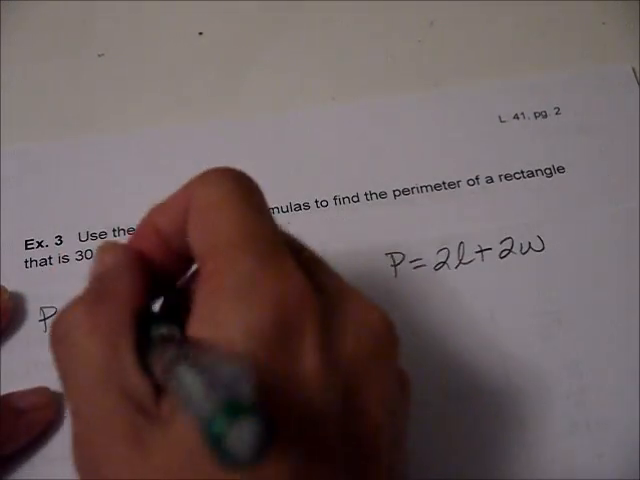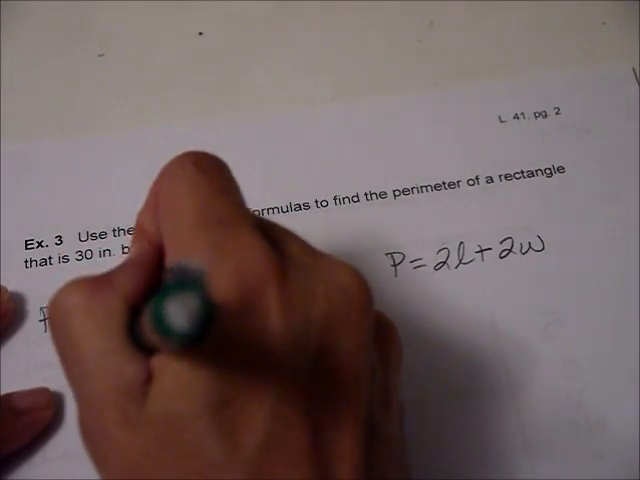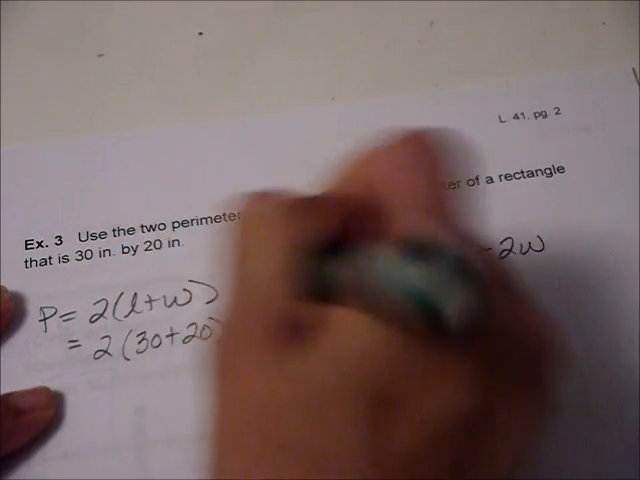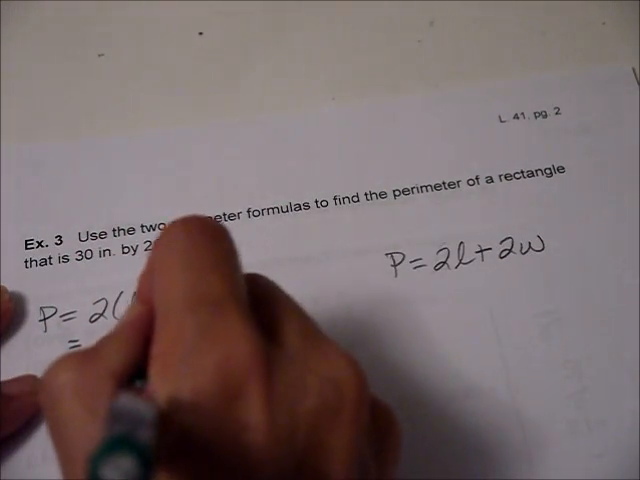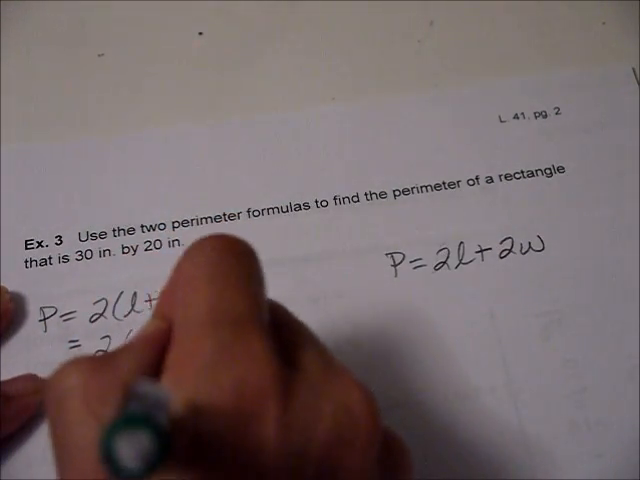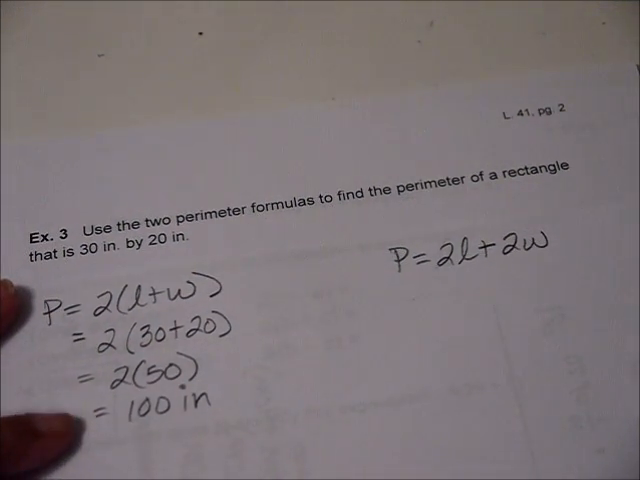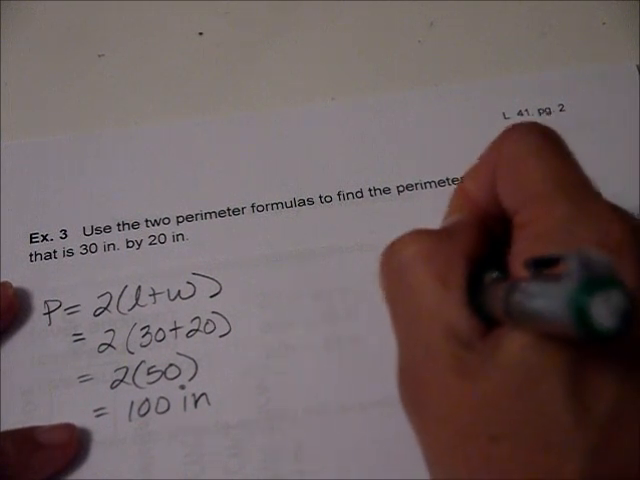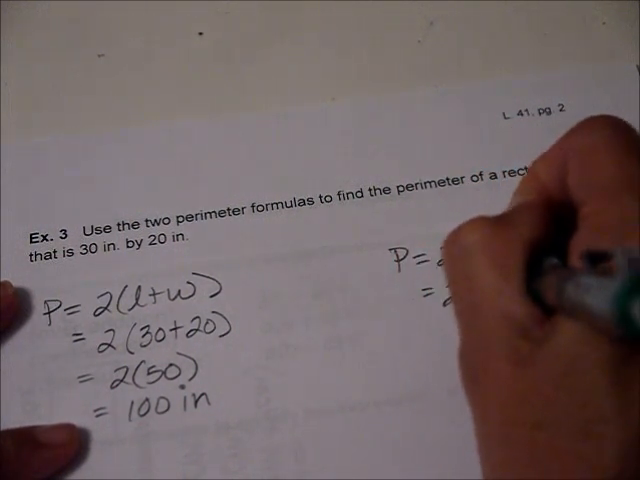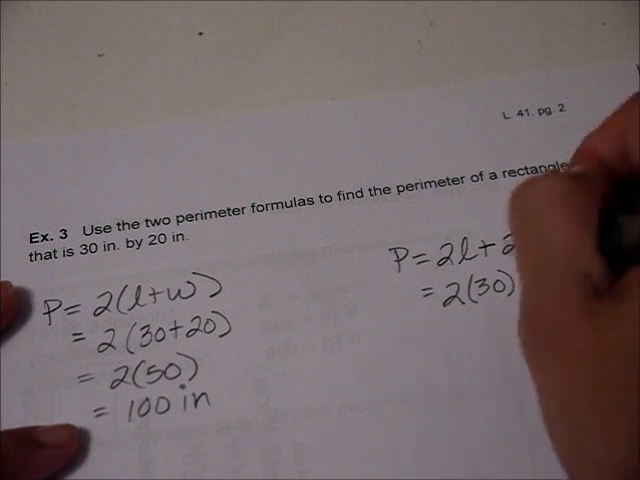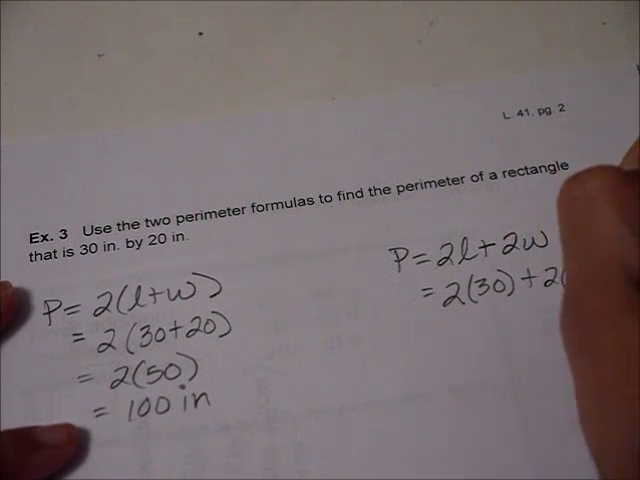So we go, okay, 2 times 30 plus 20 equals 2 times 50 equals 100 inches. Now remember, it's perimeter, so we don't square the units, okay? Or we could do this, double twice, 2 times the length plus 2 times the width.